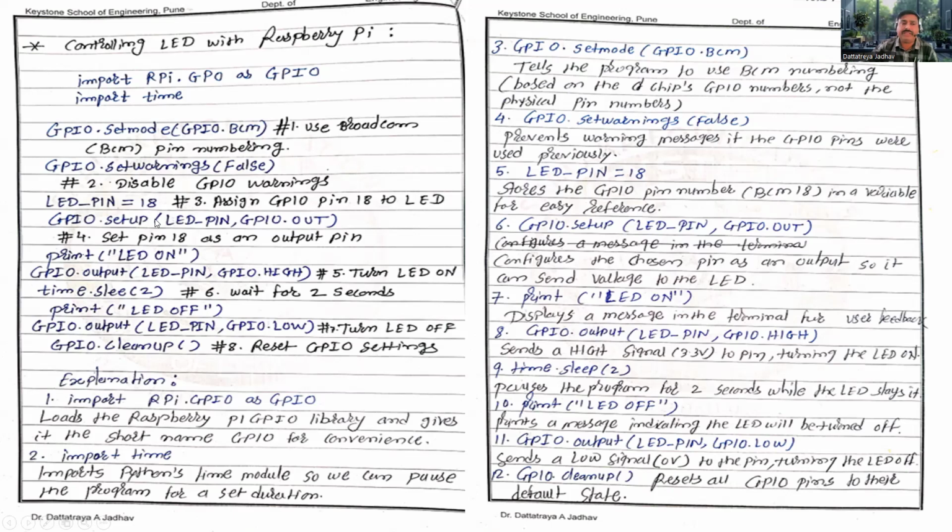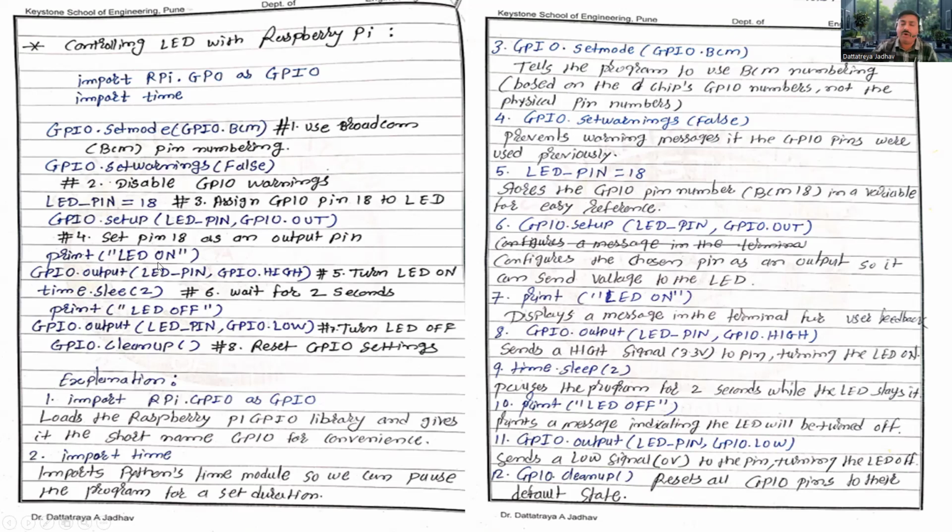Next, GPIO.setup. The LED will be turned on and off, so the pin we assigned, pin number 18, should be an output pin. We need to declare this as an output pin. So we say LED_pin, GPIO.OUT. So we set pin 18 as an output pin, right?